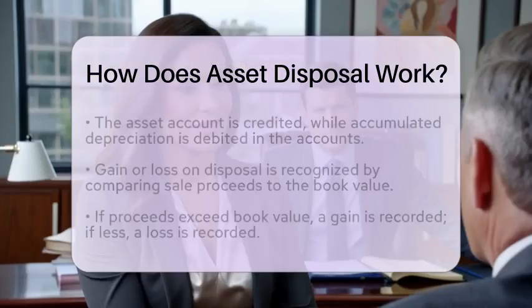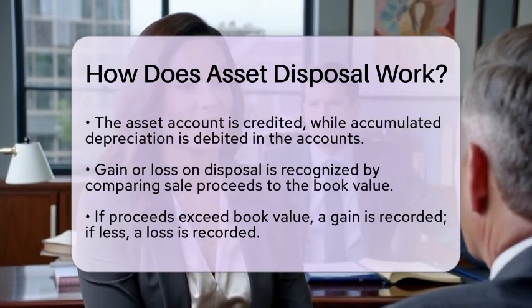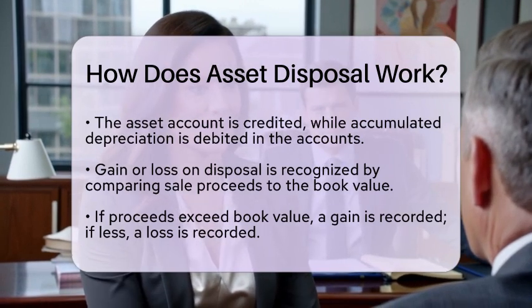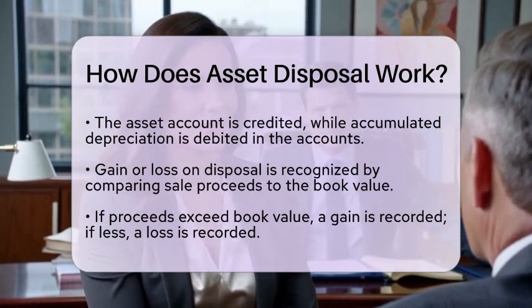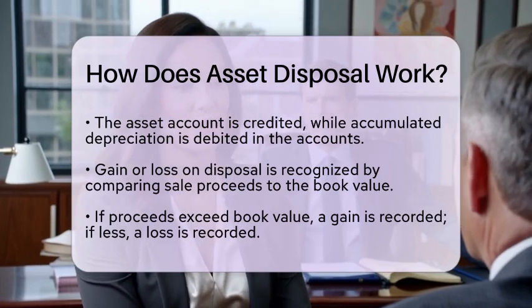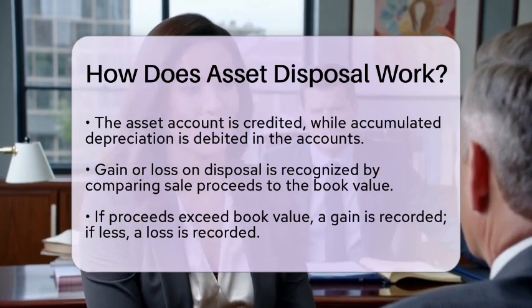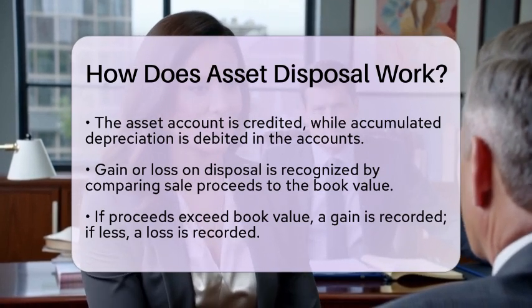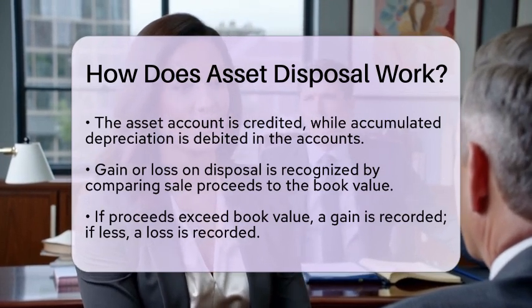Now, let's talk about recognizing gain or loss on disposal. If the asset is sold, the proceeds from the sale are compared to the book value. If the sale proceeds exceed the book value, a gain is recorded. Conversely, if the proceeds are less than the book value, a loss is recorded. If the asset is fully depreciated and disposed of without any proceeds, no gain or loss is recognized.